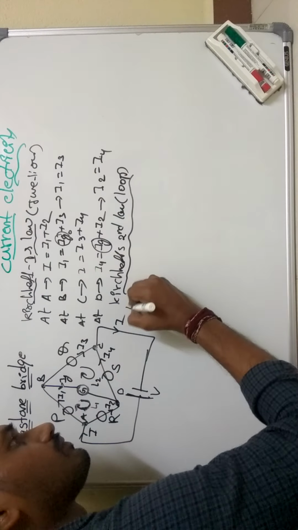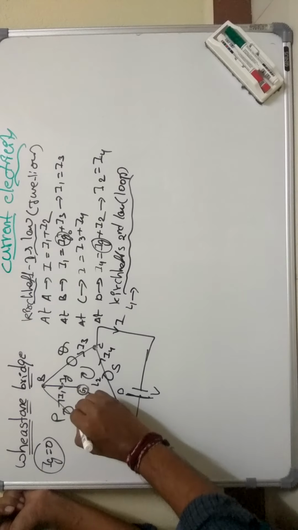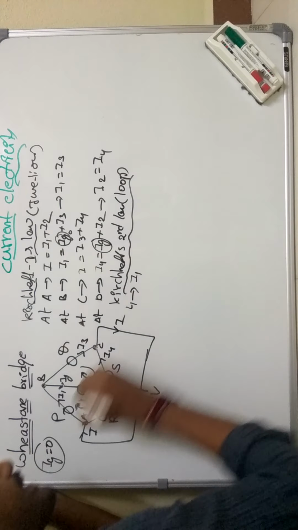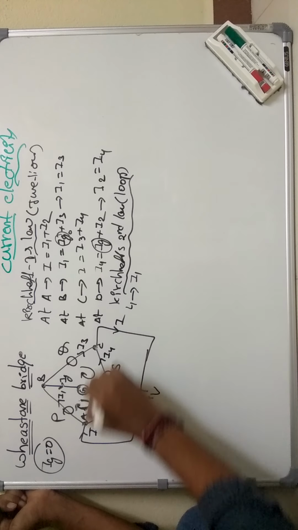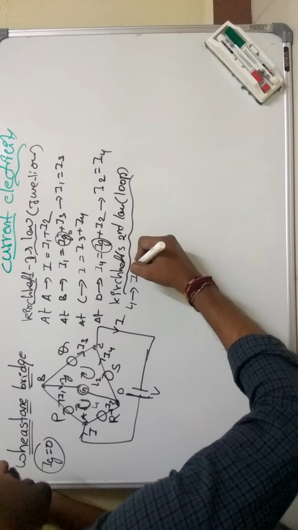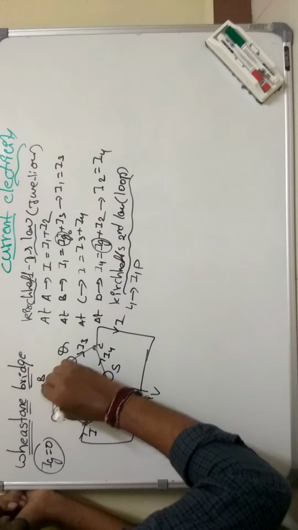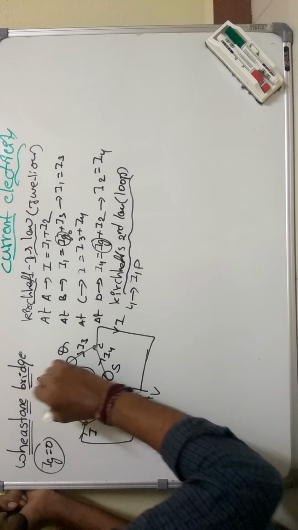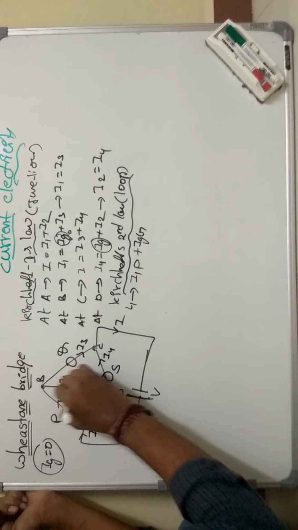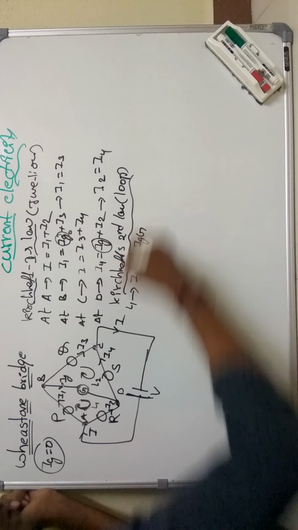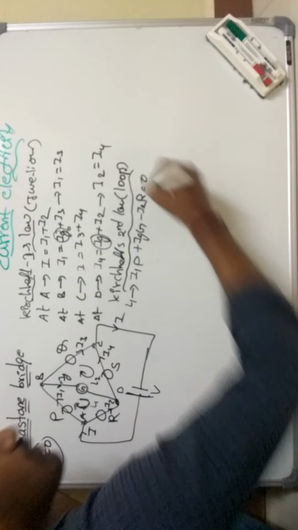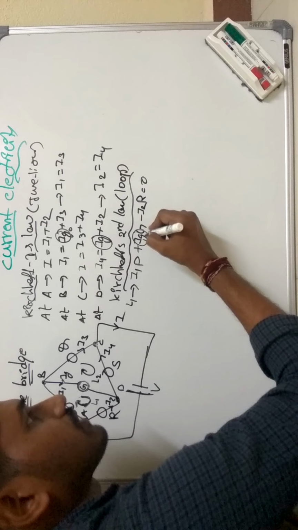For loop L1, I1 is in the same direction, so I1 into P, current into the resistance. P, Q, R, S are the four resistances, connected as four arms. So I1 into P, then next, the galvanometer current is also in the same direction, plus Ig into G. Then I2 current is in the opposite direction, so minus I2 into R, equal to 0. The galvanometer null deflection will become 0.